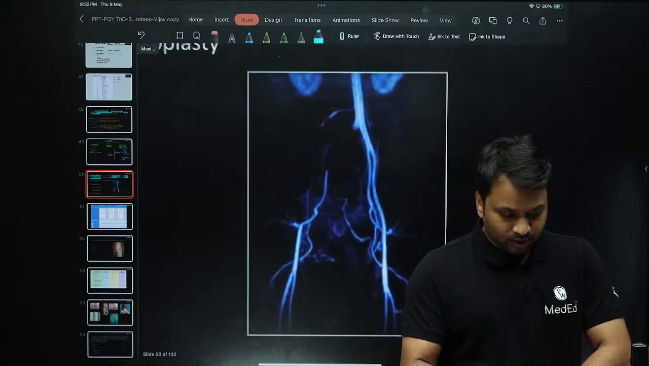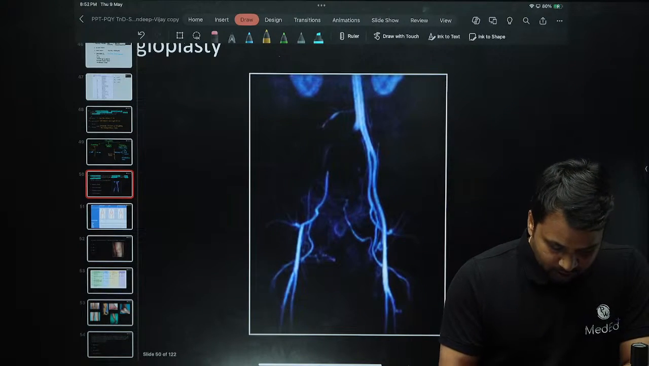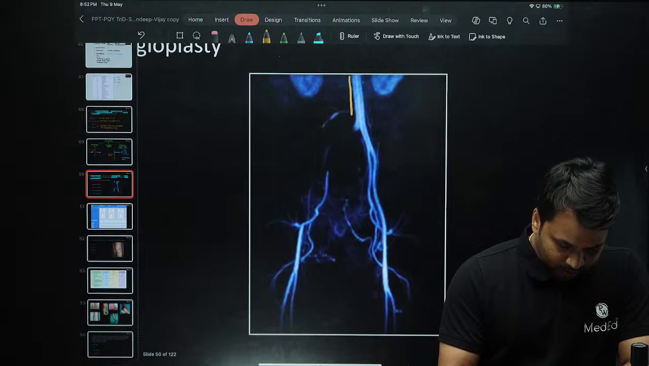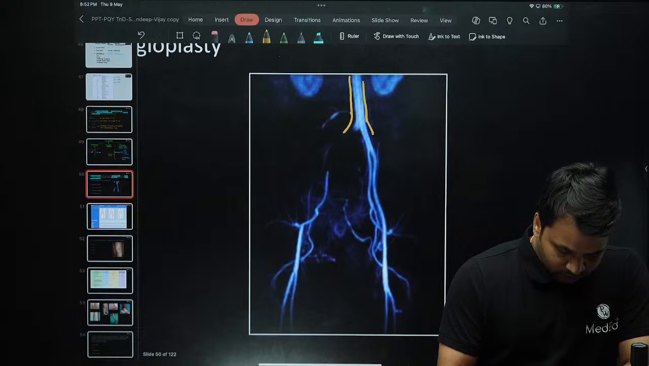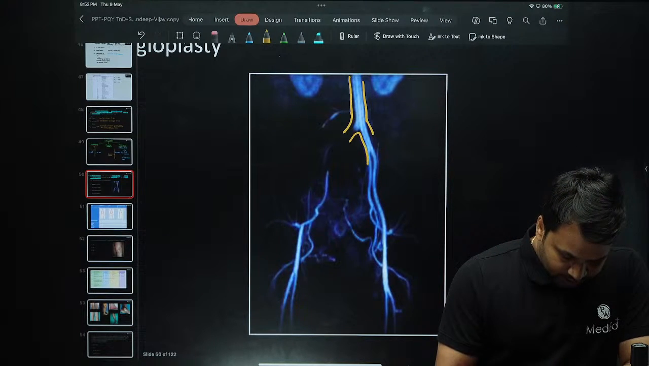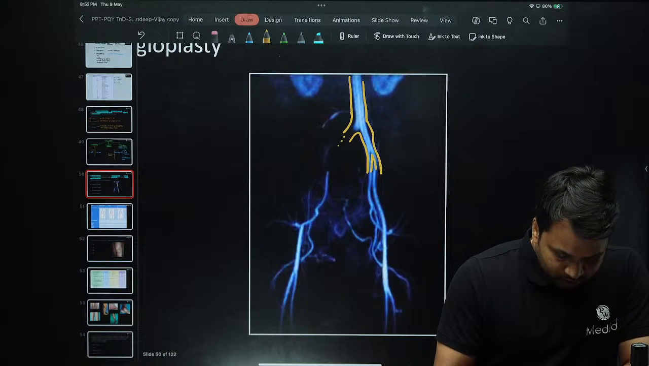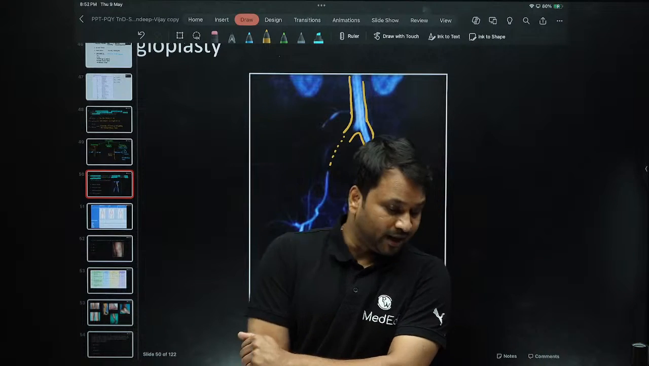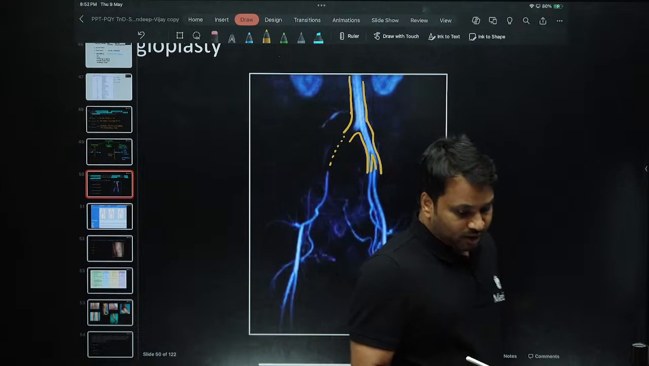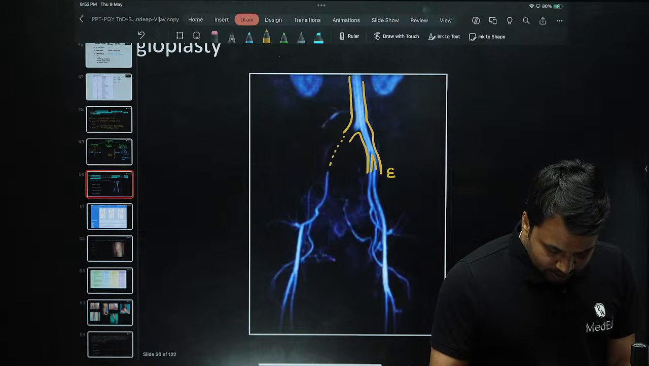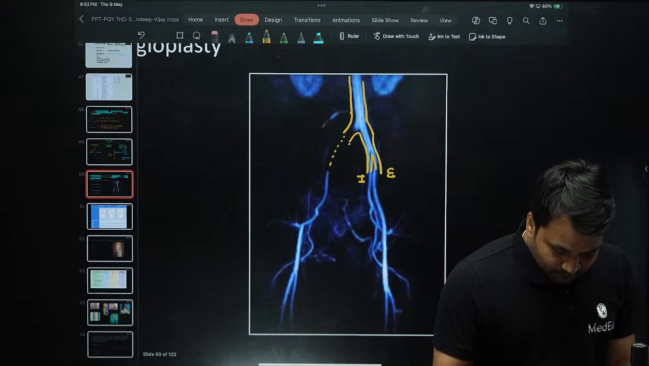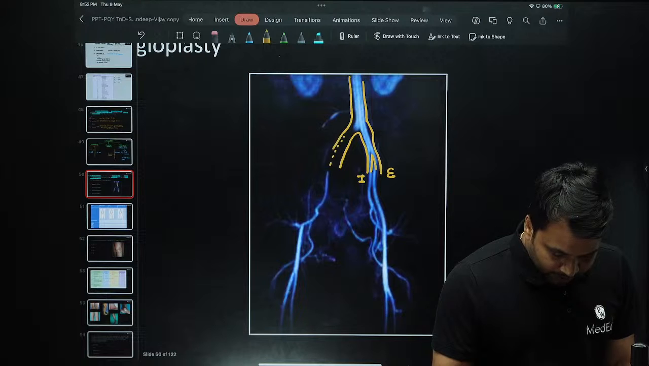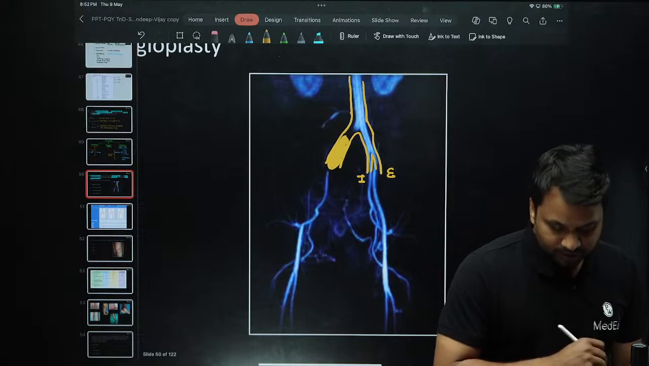Now, when you look across this particular component, this happens to be the aorta, this is the common iliac, and this is your internal and this is your external iliac. Okay? So you see the contrast has a cutoff at the level where it is going from iliac to the division of the internal and external iliac. This is your external iliac, this is your internal iliac. So this will be your common iliac, right? So the occlusion is present at the level of iliac, right?